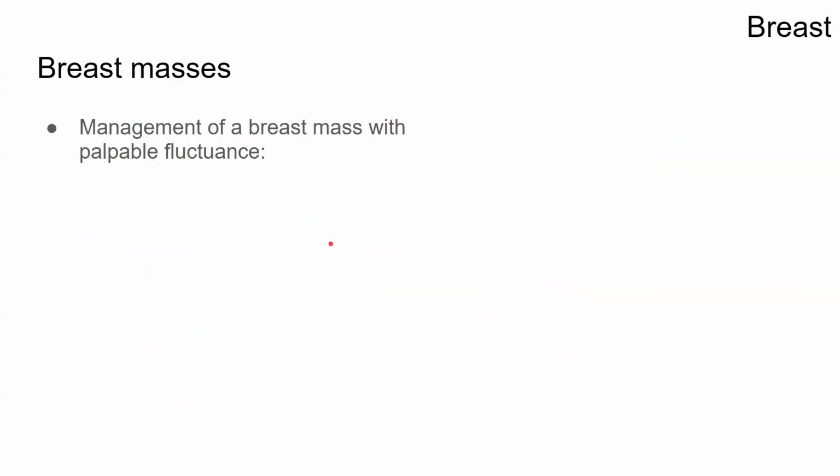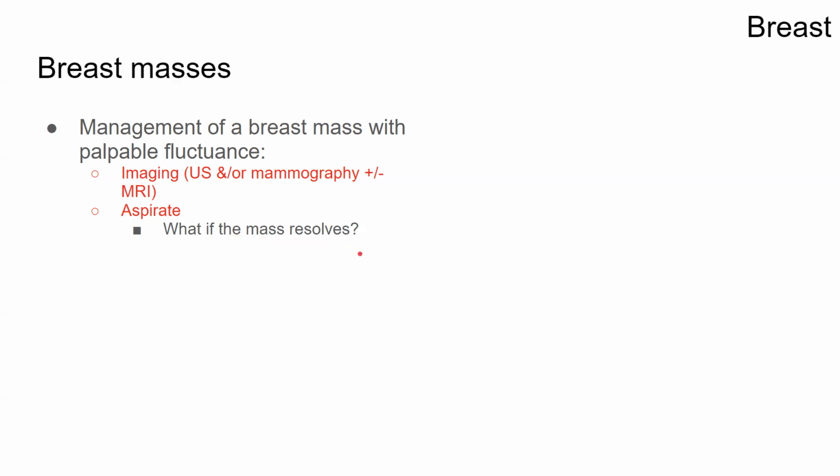Okay. Continuing on breast masses, let's say someone comes in and they not only have a palpable breast mass, but it's fluctuant. You can feel that it's a little flexible, like there might be fluid in there. As we said before, anytime they have a breast mass, you want to do imaging, so ultrasound or mammography, plus or minus MRI, based on our algorithm. And then you aspirate, because obviously there's a mass and there's fluid in it. You want to take the fluid out. Your next steps are really informed by what happens to the mass after you aspirate it.